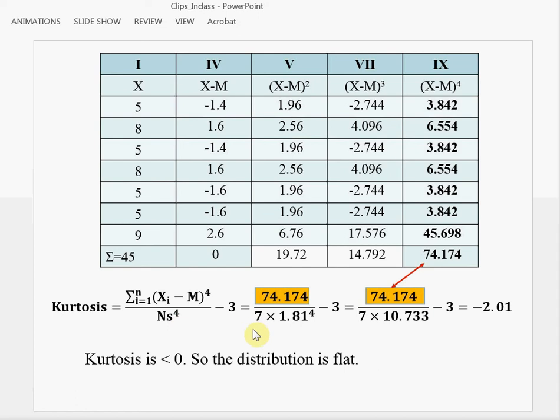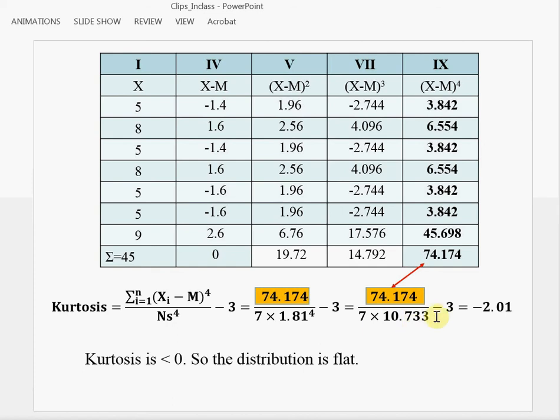For the first part, the numerator is the sum of deviations raised to the fourth power. So 74.174 goes to here. The bottom part, the denominator, is number of cases times sample standard deviation raised to the fourth power. So 1.81 raised to the fourth power is 10.733. Multiplied by 7, you complete the calculation of the first part, you obtain a value 0.99. But we're not done yet.